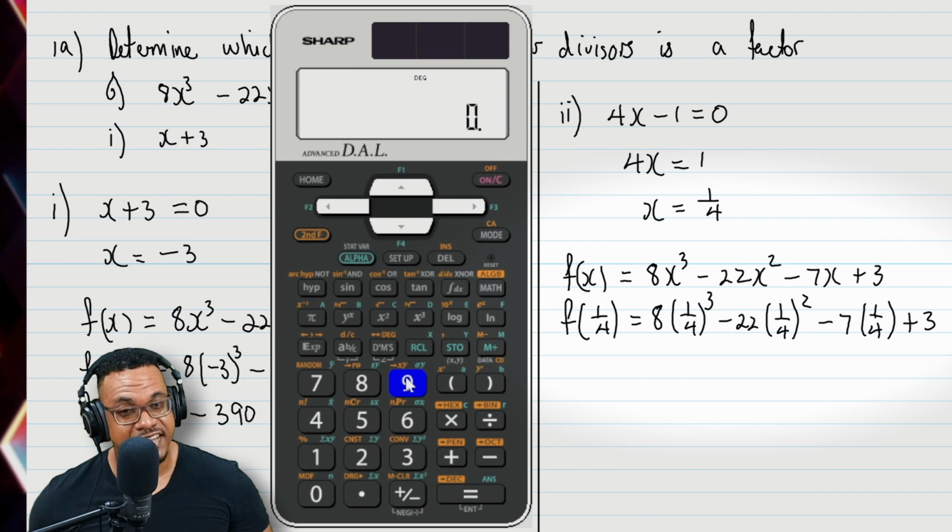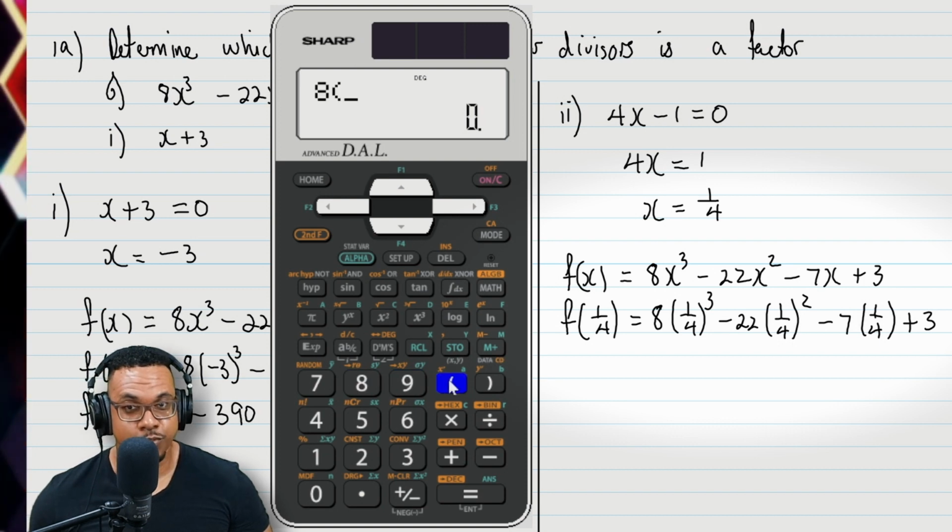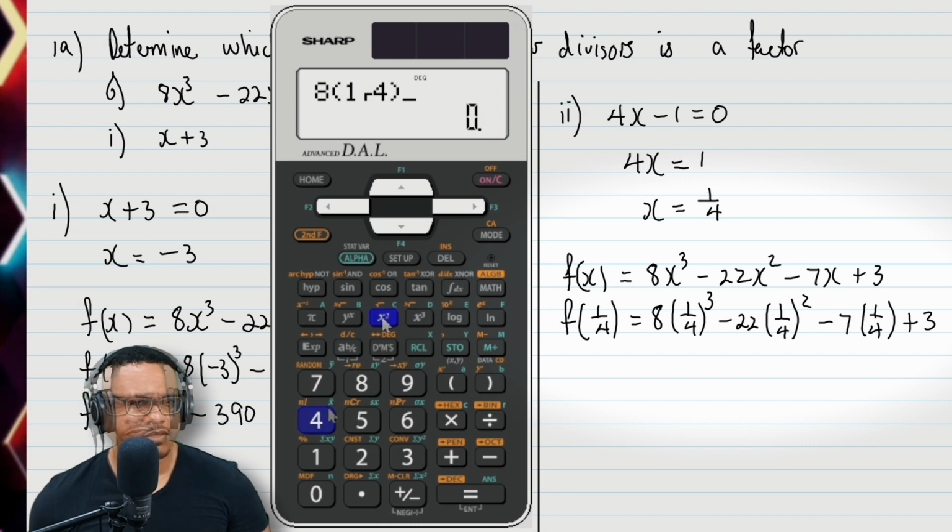So I'll put the information in exactly how I see it. So 8 open brackets. For a quarter, I'll put 1, use the fraction button, over 4, close the brackets. Press the x cube button to cube it.